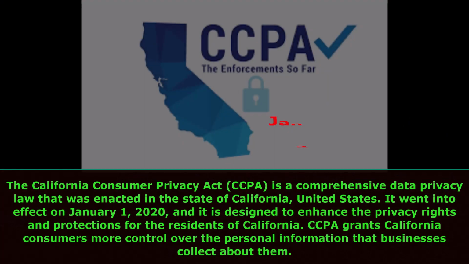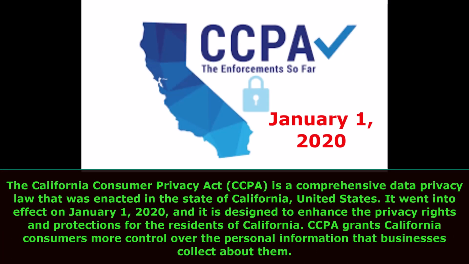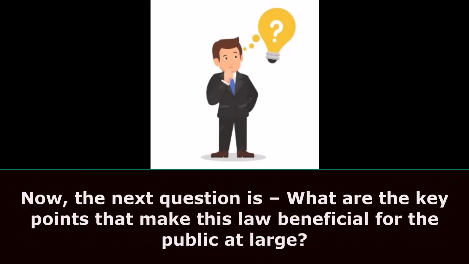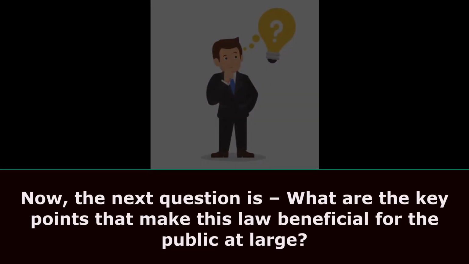The California Consumer Privacy Act, CCPA, is a comprehensive data privacy law that was enacted in the state of California, United States. It went into effect on January 1, 2020, and it is designed to enhance the privacy rights and protections for the residents of California. CCPA grants California consumers more control over the personal information that businesses collect about them. Now, the next question is, what are the key points that make this law beneficial for the public at large? Here are some key aspects and applications of CCPA.